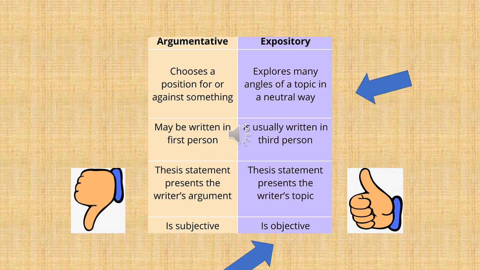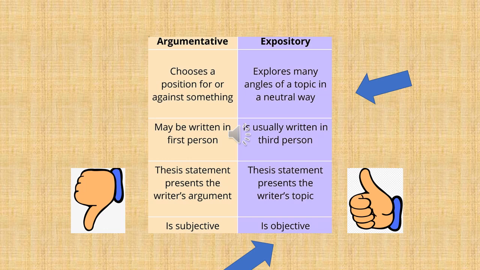An expository essay would write about the prison system, right? People in prison serve in many different capacities to include a life sentence, right? And then you would talk about how one gets a life sentence. So expository on the right-hand side is a thumbs up. You want to explore many angles of a topic in a neutral way. And that comes down to language. We'll look at examples in a moment of that.